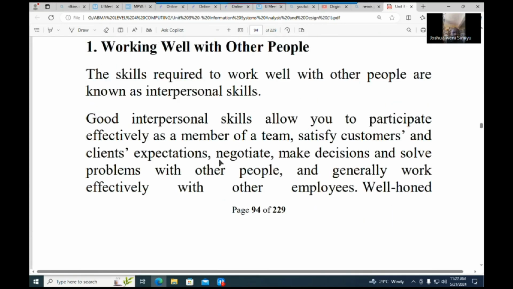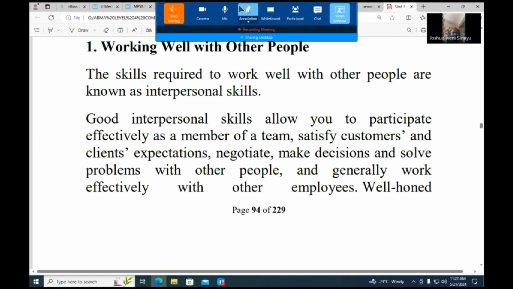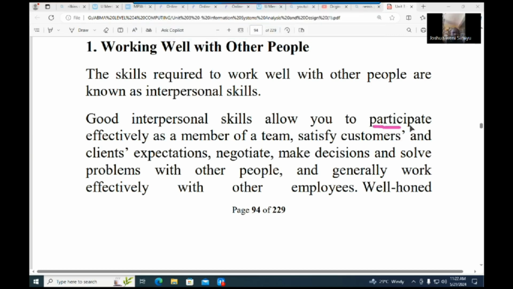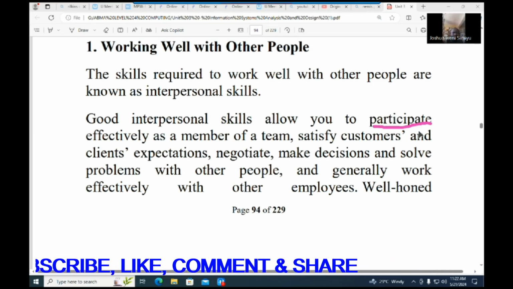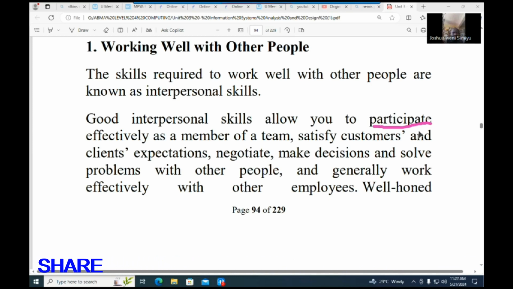Okay, so let's focus on working well with other people. There are skills that are needed for someone to work well with other people, so we have the interpersonal skills. Good interpersonal skills contribute to effective participation. They help you to participate effectively with the other members of your team, and to satisfy the customers' and clients' expectations.